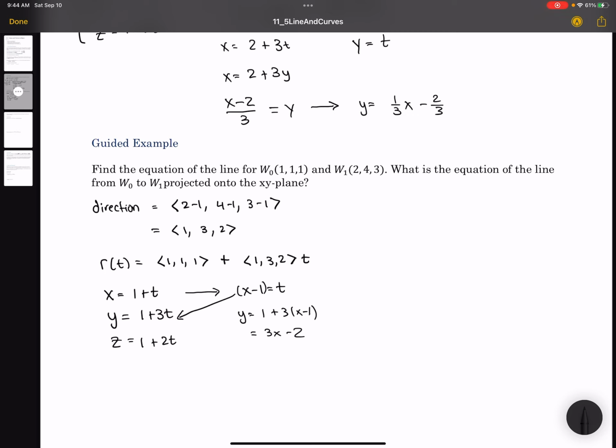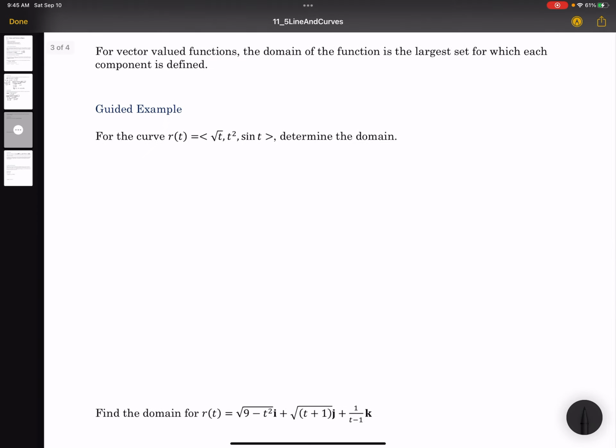Cool. So the projection of the line onto the xy plane, other than being above or below the xy plane, is going to behave like the line y equals 3x minus 2, this directed line. Cool. So that's how we make the equations of lines using a couple of points.